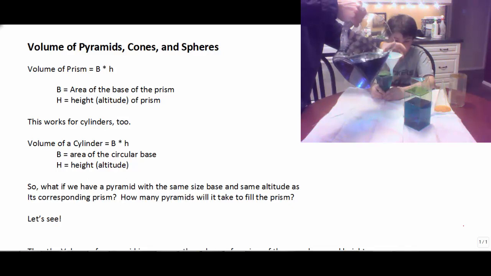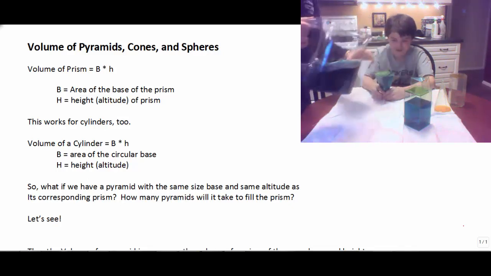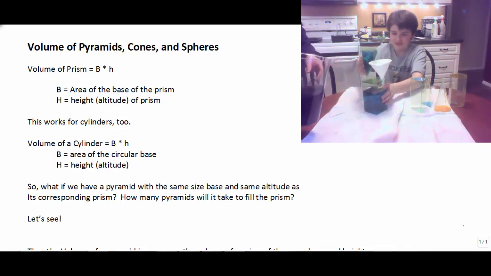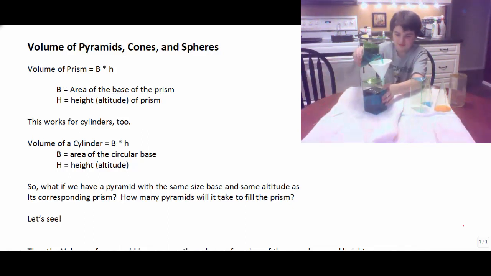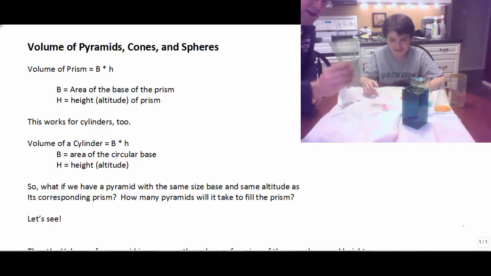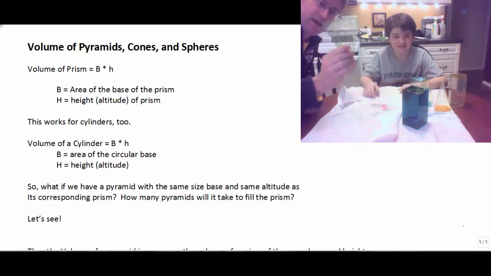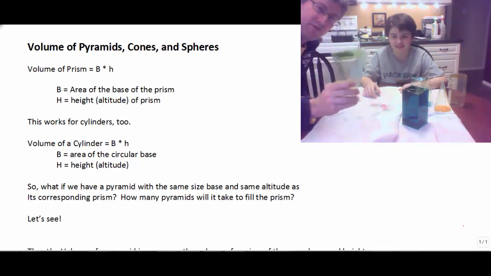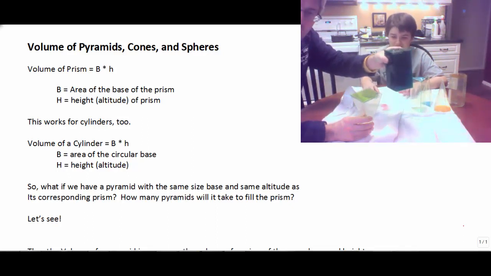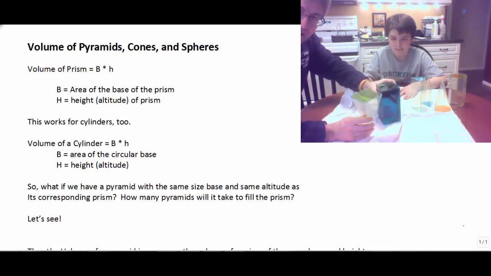I think we're going to have an overflow. Yep. So, we were able to put 3 pyramids filled with water, 3 and 7/8, into our prism of the same base and height.